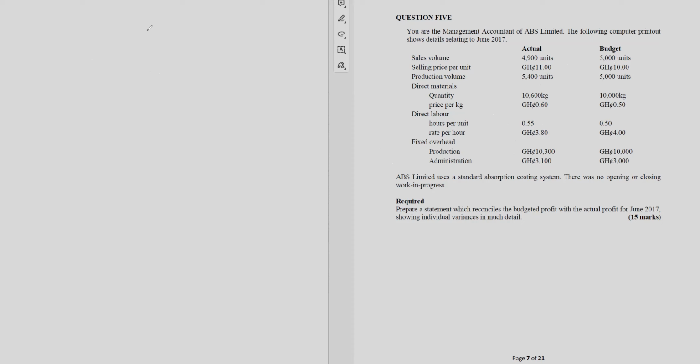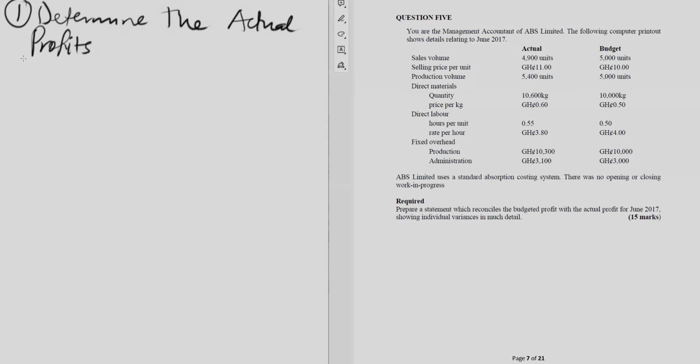So with this kind of question, the first thing I would do is to start by compiling my profits. So the first thing I would do is determine the actual profits. The reason why I want to determine the actual profits first is because most of the time it's the actual profits that have a lot of work. And when you get a question that tells you there was no opening and closing stock, you should be happy because whatever they produced is exactly whatever they sold. So this one becomes straightforward.